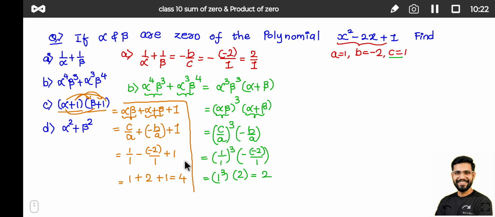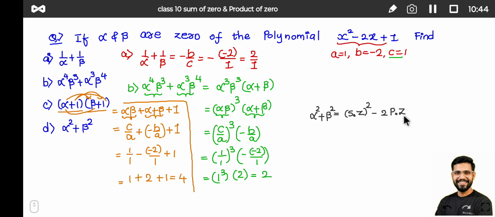Now look at the fourth question, alpha square plus beta square. Okay, so to find alpha square plus beta square, we have one formula you can directly remember: alpha square plus beta square is equal to the sum of zeros the whole square minus 2 times the product of zeros. Okay. How it comes, that I will tell you.